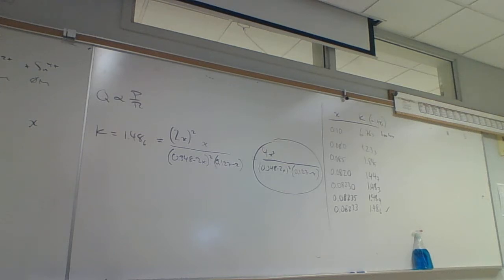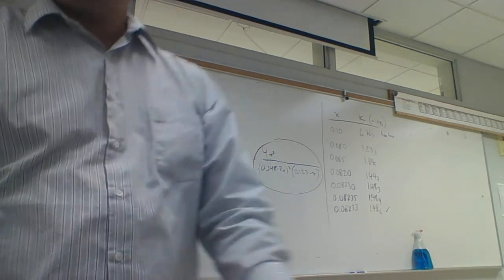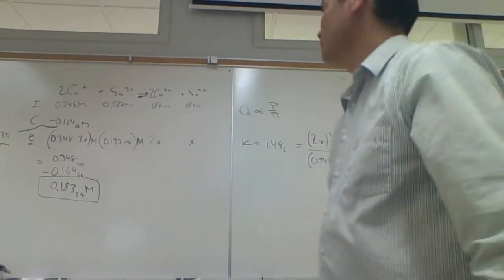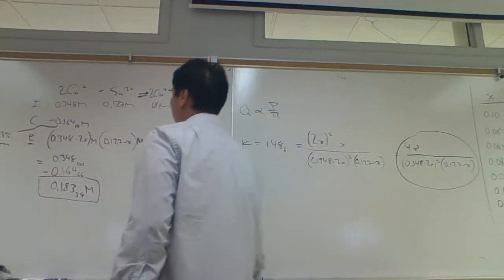And so to figure out the percentage, we take the amount that was lost, 0.16466, divided by our initial, 0.348, and then convert that into a percentage, 47.3%. And so we had 47.3% reaction. We didn't have 100% reaction in this case. Just 47.3% of our copper reacted.